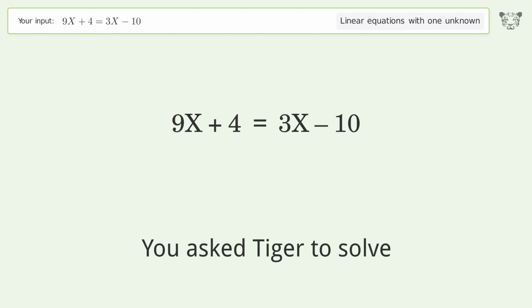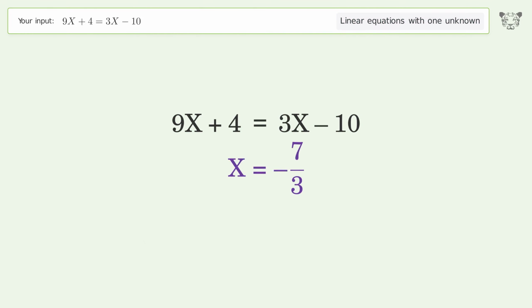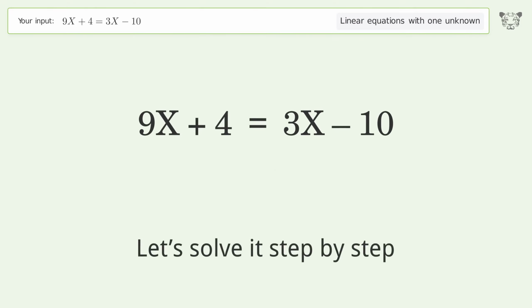You ask Tiger to solve this. It deals with linear equations with one unknown. The final result is x equals -7/3. Let's solve it step by step.